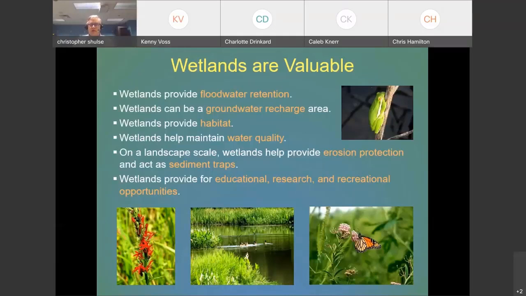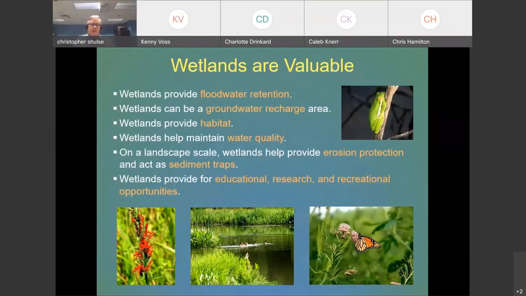Wetlands also provide habitat for a lot of different species that can only live in the habitats that wetlands provide. Wetlands help maintain water quality. You can think of wetlands as natural filters. On a landscape scale, wetlands help provide erosion control and they act as sediment traps. And they also provide many opportunities for education, research, and recreation, such as fishing, bird watching, kayaking.